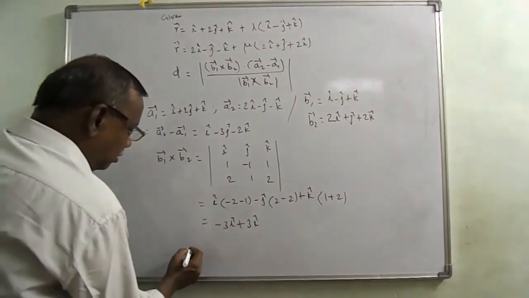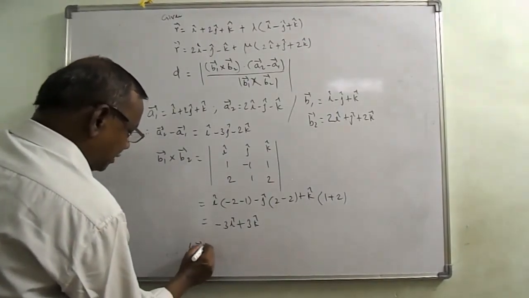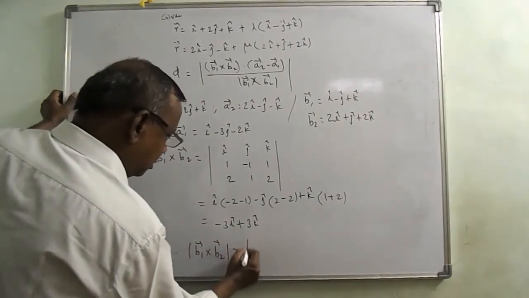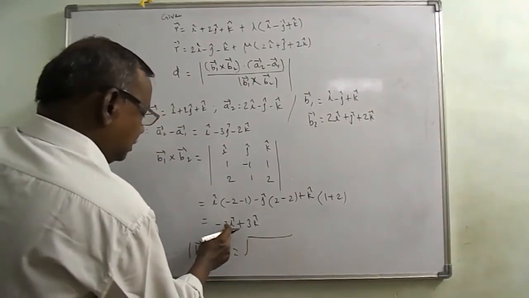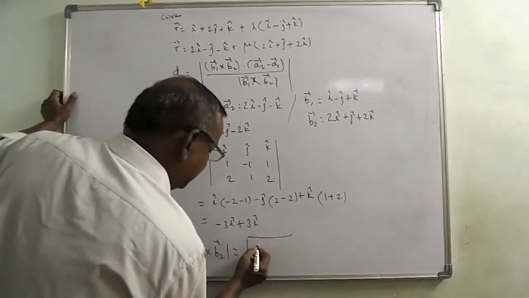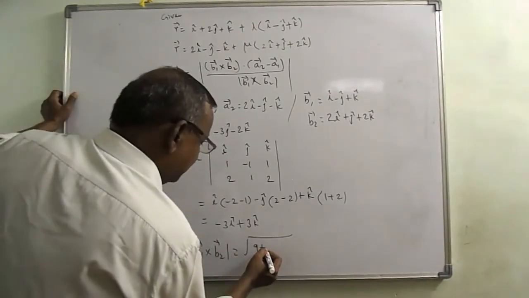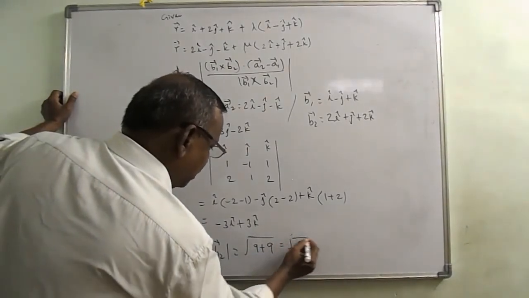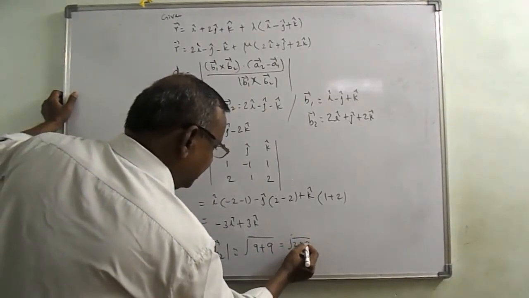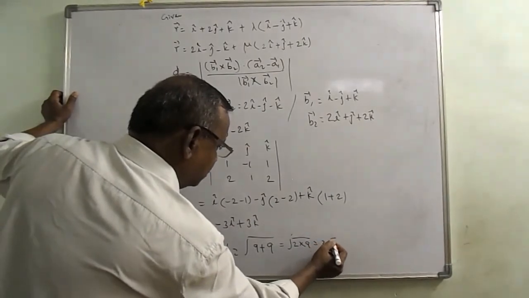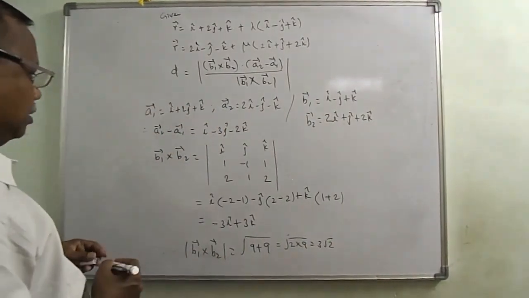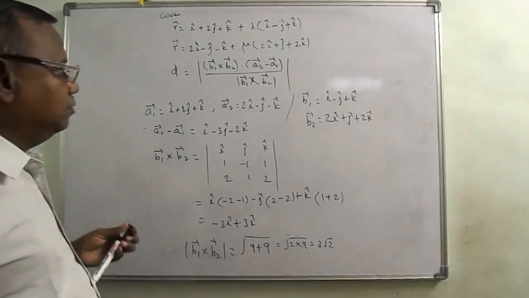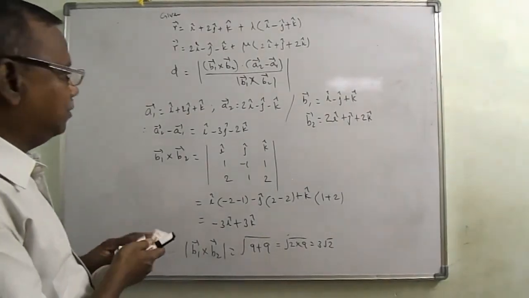Now modulus of b1 vector cross b2 vector is equal to square root of minus 3 whole square, 9, plus 3 whole square, 9, equal to root of 2 into 9, equal to 3 root 2. So modulus of b1 vector cross b2 vector equals 3 root 2. Now write the distance formula and find the value.